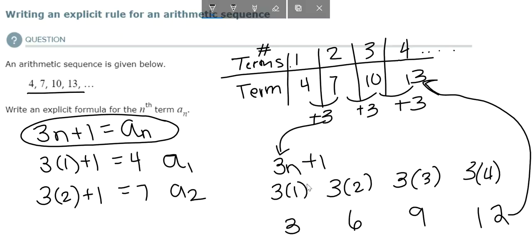Sometimes that's the whole formula, but in this case, if it was just 3n, I would get 3, 6, 9, 12. So I noticed that that's not quite right, but if I add 1, then I'm going to get the list that they have. So 3n plus 1 gives me the list 4, 7, 10, 13. And then I know by checking here that I got it correct.